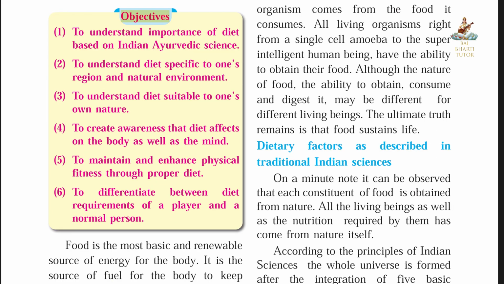Objectives. First, to understand the importance of diet based on Indian Ayurvedic science. Second, to understand diet specific to one's region and natural environment. Third, to understand diet suitable to one's own nature. Fourth, to create awareness that diet affects the body as well as the mind. Fifth, to maintain and enhance physical fitness through proper diet. Sixth, to differentiate between diet requirements of a player and a normal person.